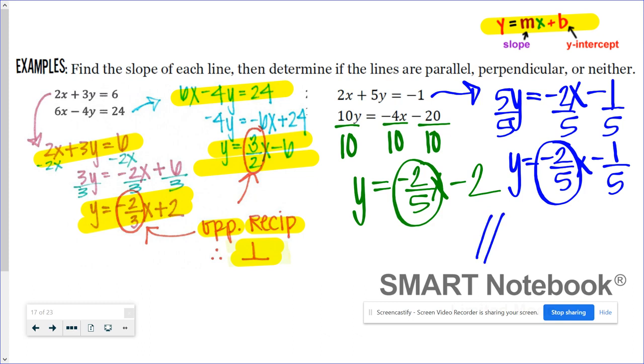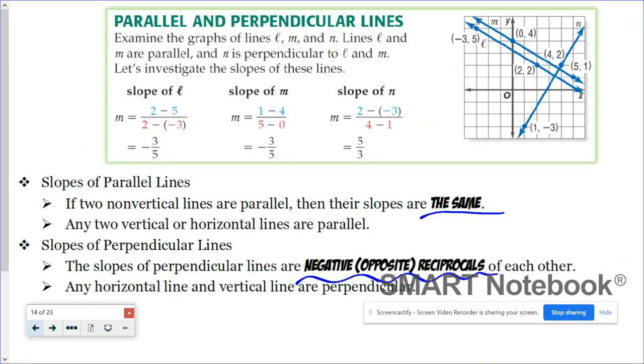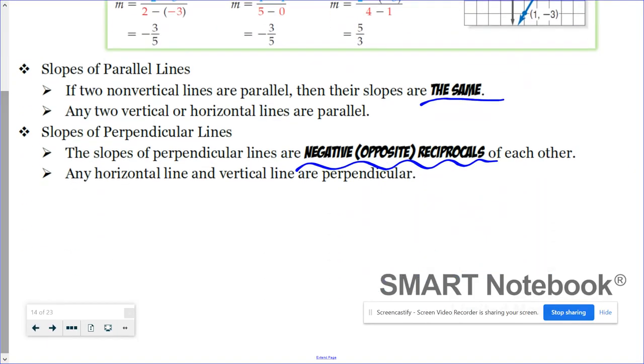And that there is the relationship between the slopes of parallel and perpendicular lines. Right? So parallel lines have slopes that are the same, and perpendicular lines have slopes that are opposite reciprocals of one another.